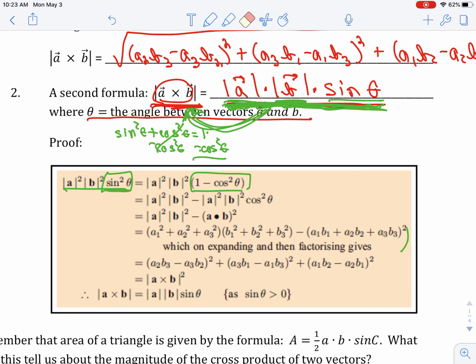All right, then what they did is they distributed this, the magnitude of a squared times the magnitude of b squared, to each of these two terms. So this first went times this and then times this. This times this, of course, just gives you the magnitude of a squared times the magnitude of b squared. And then we have minus, and then we're just going to have this times cosine squared, and that's what you can see here.